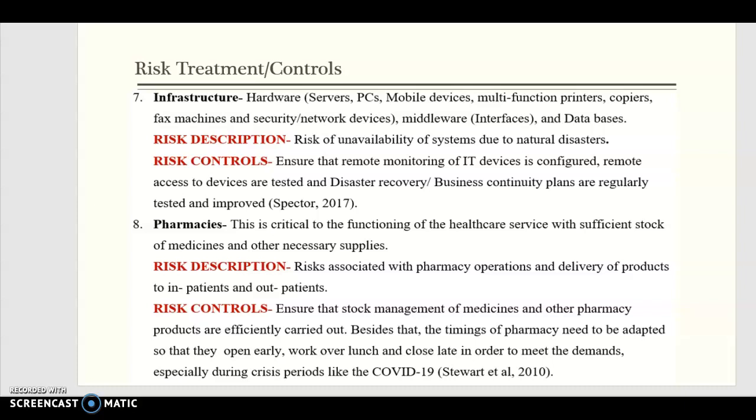So, here we can see that not all risk controls have heavy costs associated with them. Some may be just a change in procedures or processes, and may not have huge costs involved in them.